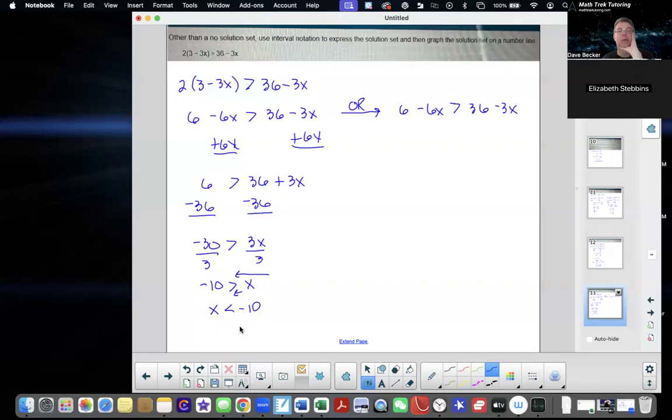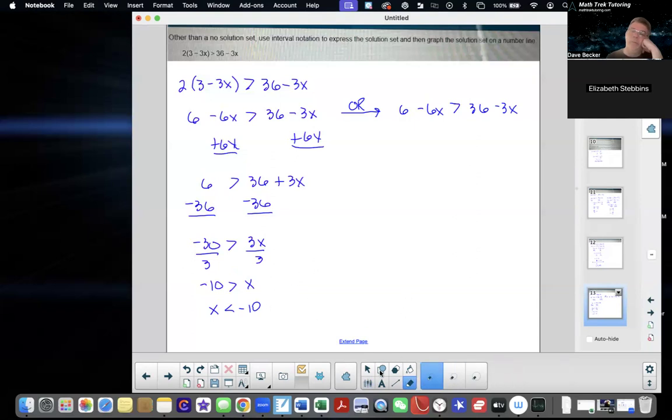That's all. Would keeping it like the -10 first be a wrong answer? It is not a wrong answer, but my concern is when you go to graph it or do the interval notation, it might be confusing. But this is absolutely correct, as long as you can graph it and write the interval notation.